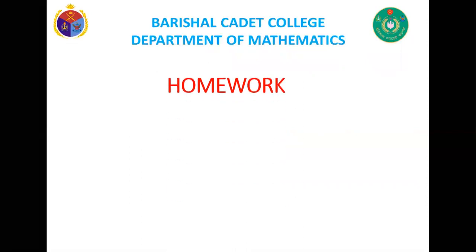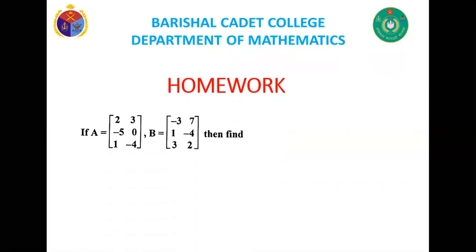Now it is time to get some homework. Cadets, here you see if A equals 2, 3, minus 5, 0, 1, minus 4 and B equals minus 3, 7, 1, minus 4, 3, 2 are two matrices, then find A plus B, and 5B minus 2B. I hope you will be able to solve this.